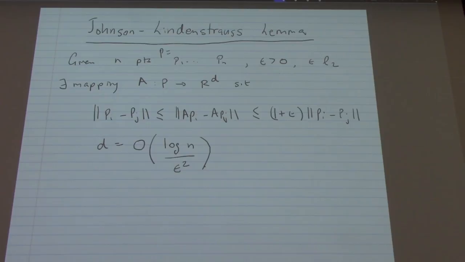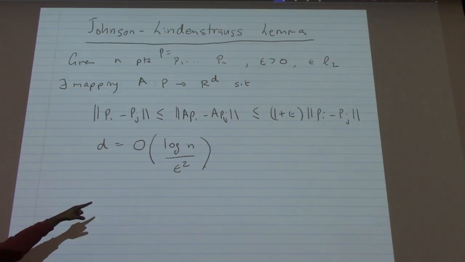Such that if I take the mapping and apply it to the point, the map of Pi will be A times Pi. So Pi gets projected down to A times Pi, Pj gets projected down to A times Pj. So if I look at the original distance, and I now map the points and look at this distance, it doesn't change very much. In other words, it's between the original distance and something slightly bigger. So when I take these two points and map them, they maybe move a little bit, but not much. And I can control how much. And the number of dimensions needed to fit these points depends only on the error term and the number of points.